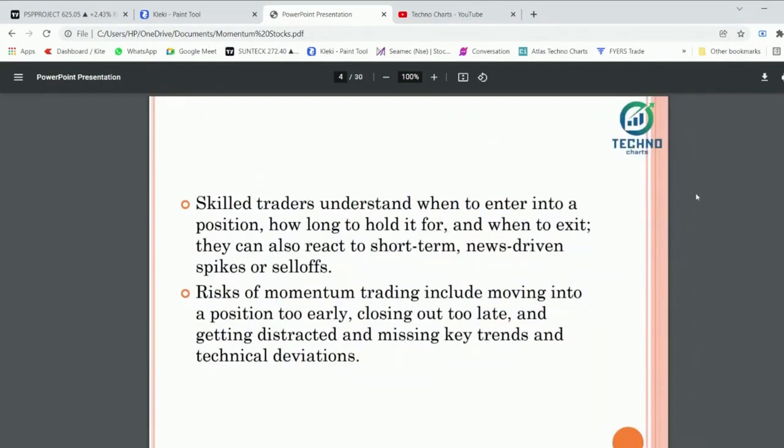So this is an advanced form of a swing trading strategy where you have to understand how long to hold a position, when to exit, when to enter in the short term, when to enter into a news-driven stock, etc. The risks of momentum trading include moving into a stock position too early, closing out too late, and getting distracted and missing key trends and technical deviations.